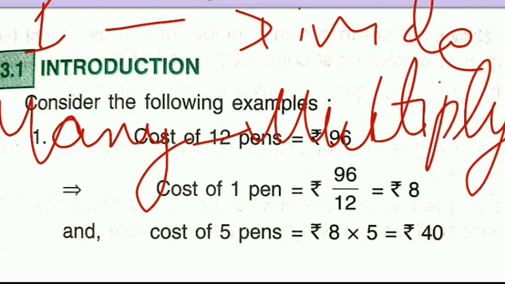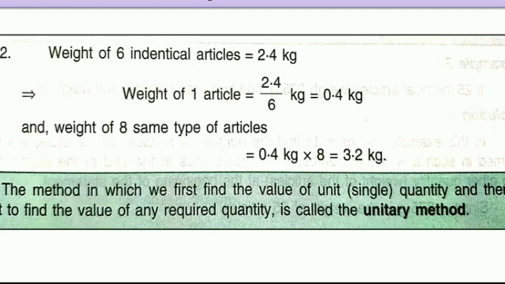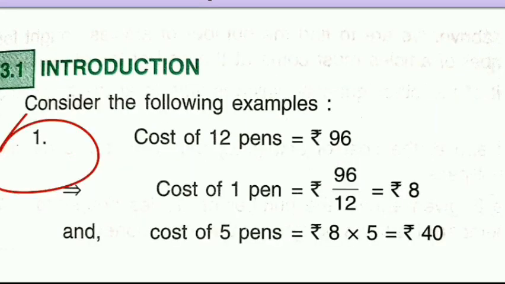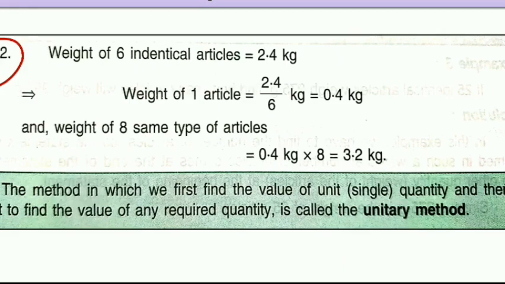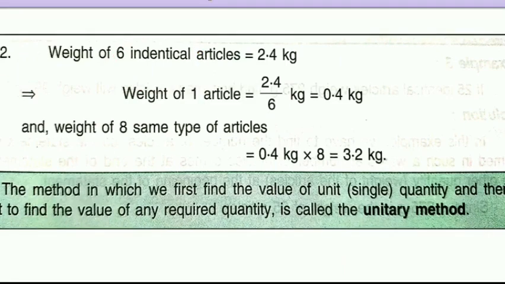Now more examples are there. This was example 1. Now example 2. The weight of 6 identical, means same type, similar, articles is equal to 2.4 kg. So what will be the weight of 1?